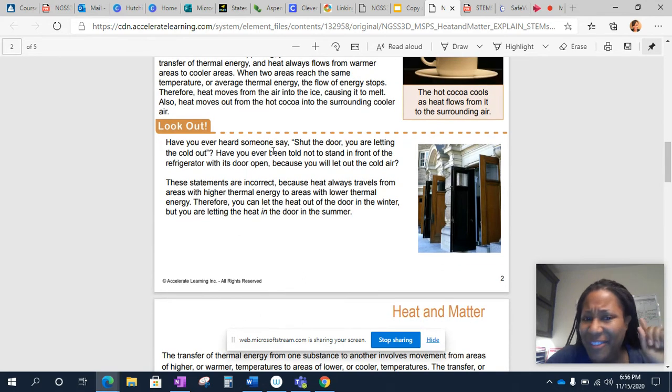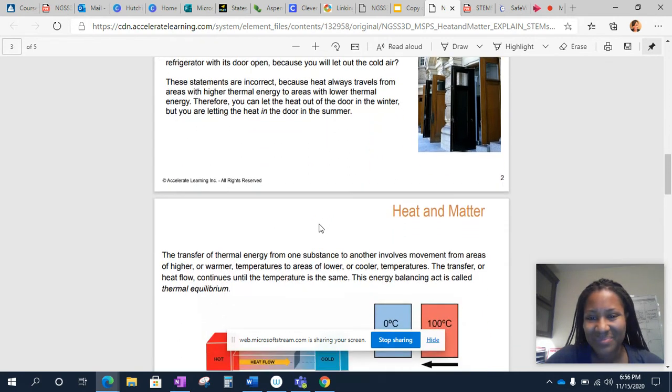Look out. Have you ever heard someone say, "Shut the door, you're letting the cold air out"? Have you ever been told not to stand in front of the refrigerator with its door open because you can let out the cold air? I know I have. These statements are incorrect because heat always travels from areas with higher thermal energy to areas with lower thermal energy. Therefore, you can let the heat out of the door in the winter, but you are letting the heat in the door in the summer.